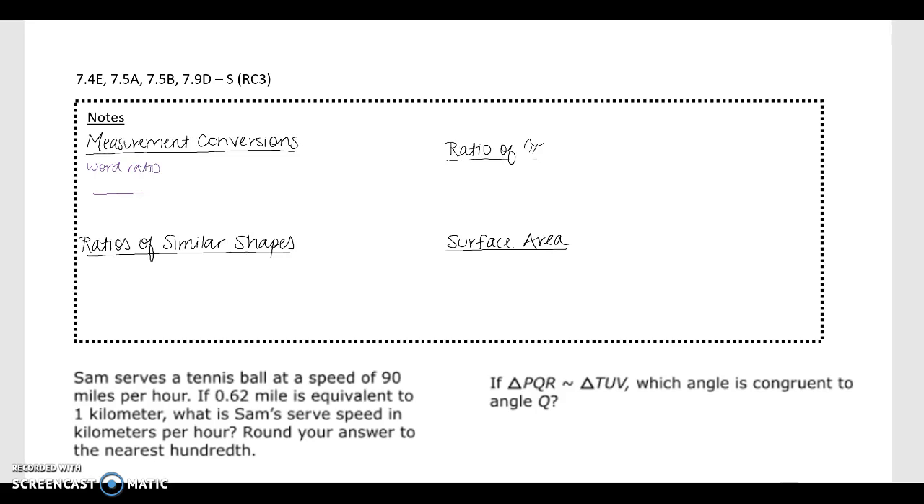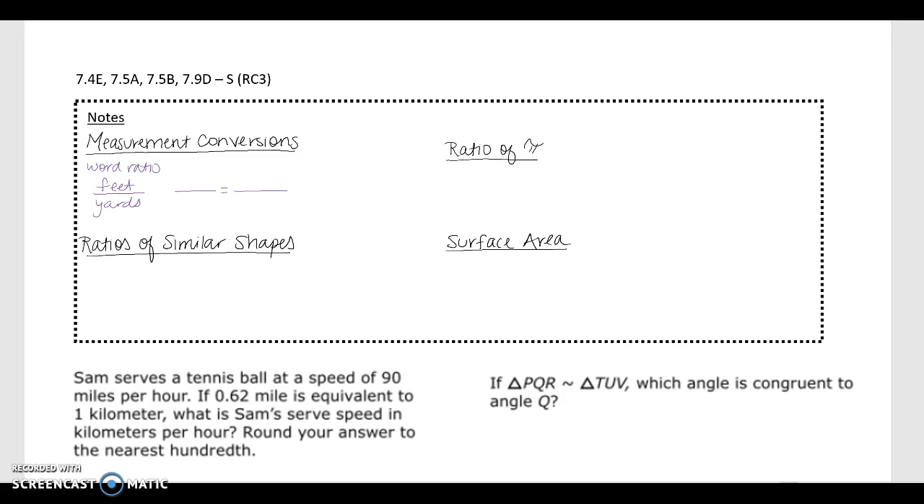In a measurement conversion, you know it's a measurement conversion because it'll say, okay, I don't know, they ran this many feet, how many yards is that equal to? Okay, so you're going to write your word ratio. So in that situation, I would do feet over yards. That way I'm keeping it consistent all the way across.